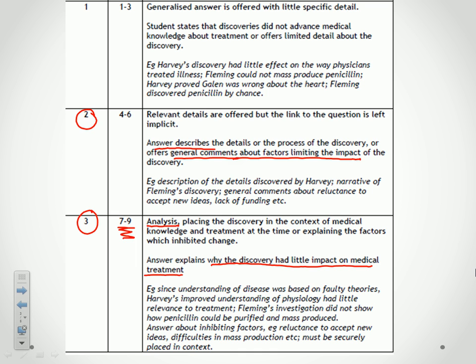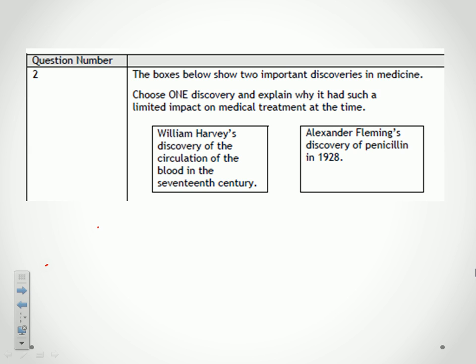The sections in the italics give you an indication of what the examiner might be looking for, although anything that is relevant will be credited with marks. So let's have a go at one part of this question. I'm going to choose to do the first box. So I'm going to be focusing on explaining why William Harvey's discovery of the circulation of the blood in the 17th century had such a limited impact on medical treatment at the time.